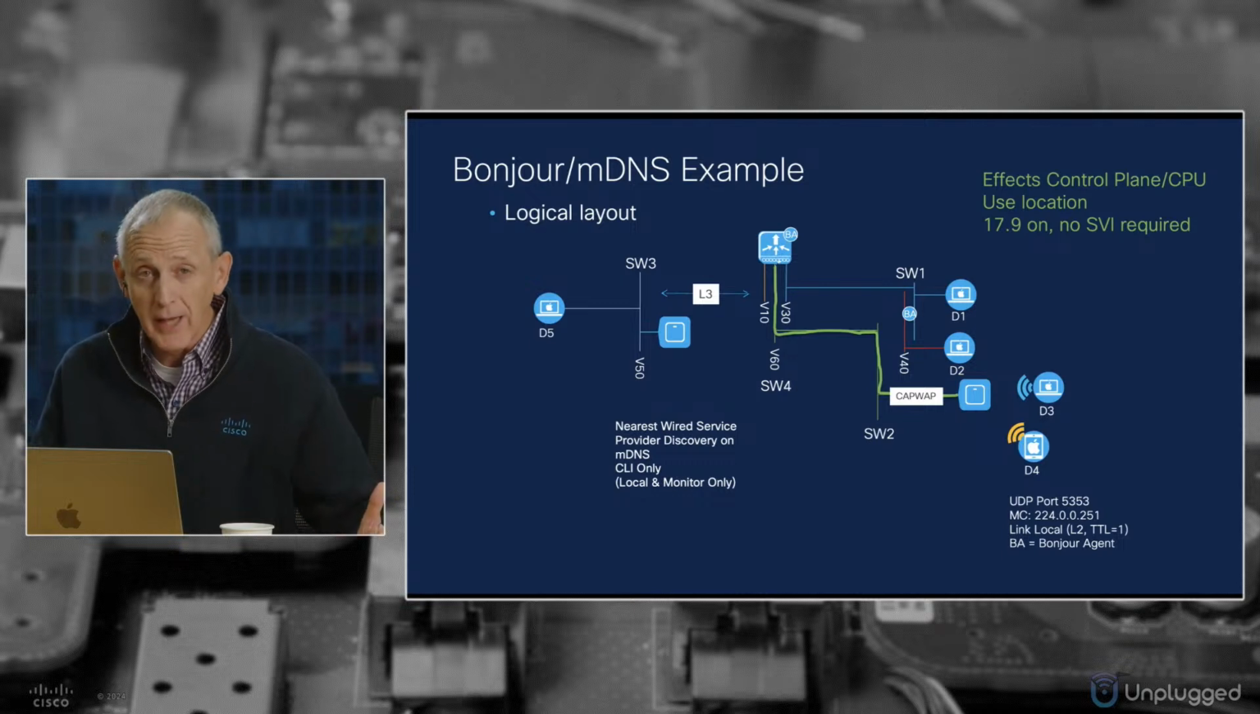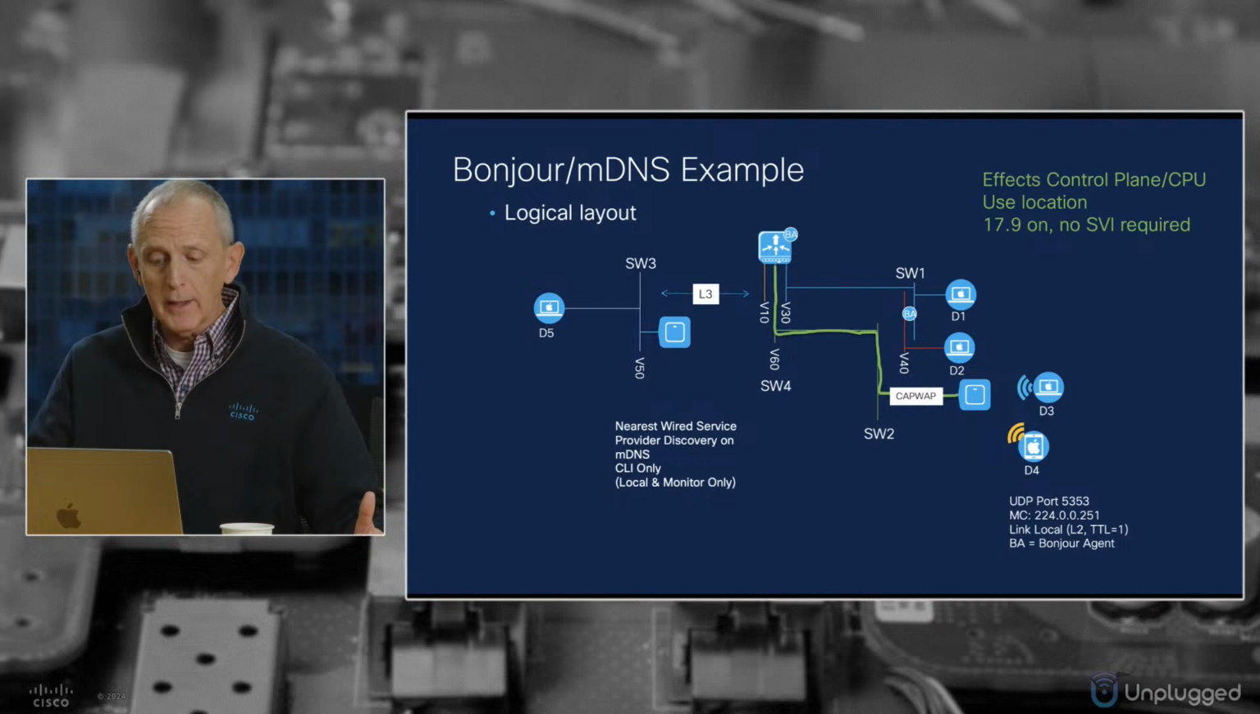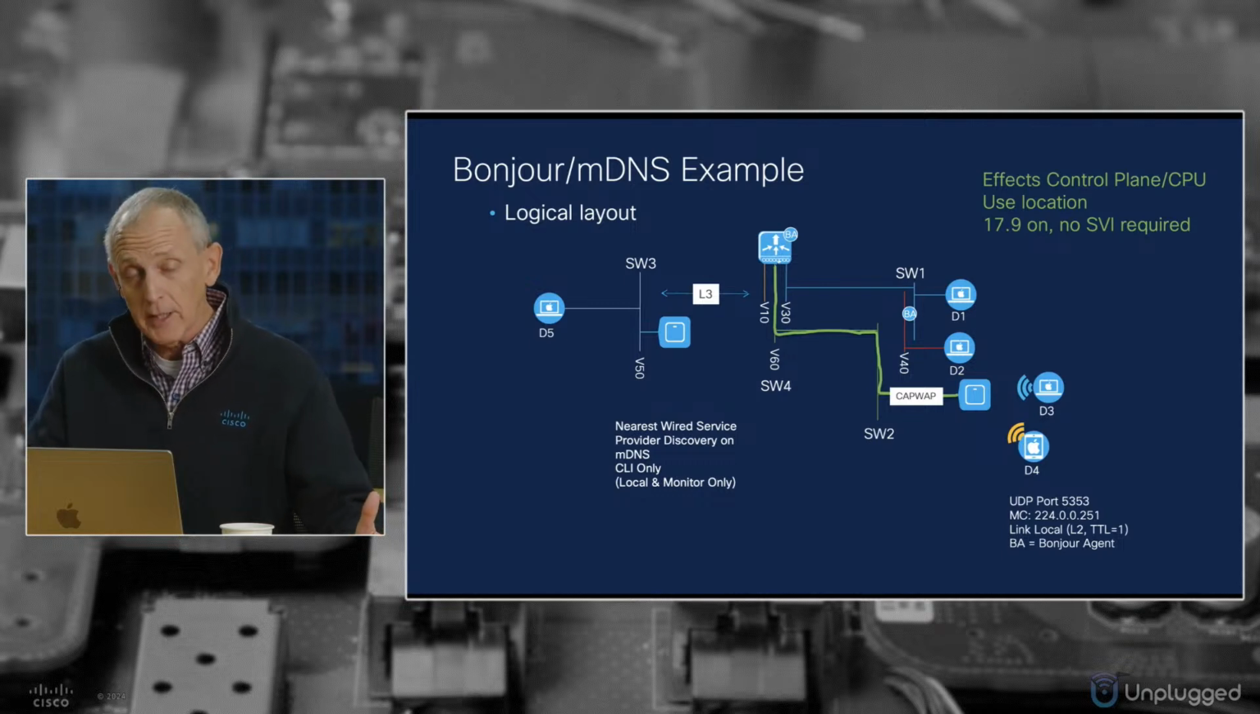So that's why we use a gateway. If we want, for example, D1 to be able to communicate with D5, in this particular case, because we're using the wireless LAN controller, it can do that using the gateway on the controller.